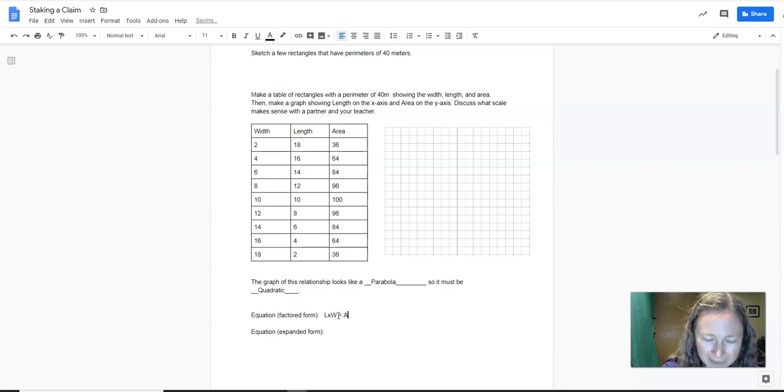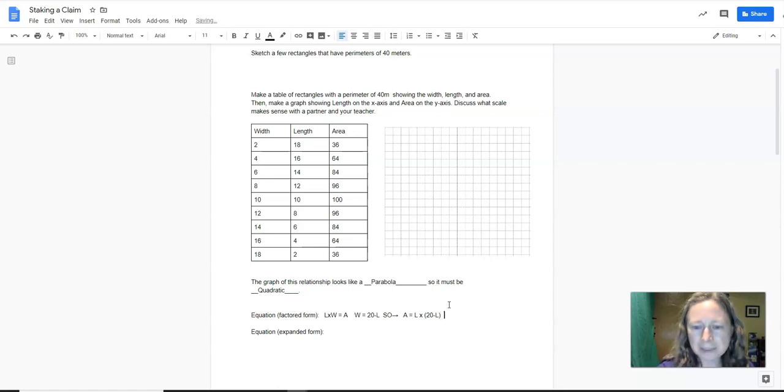Sorry, let me make that be a capital A. And then we also know the length and the width have a relationship to each other. So the length and the width have to add up to 20. So we know that the width is equal to 20 minus the length, right? Because they have to add up to 20. So that means that if you write length times width, but write it all in terms of length, we can just take the 20 minus L and substitute it where the W is right there. So your area is equal to length times 20 minus the length.